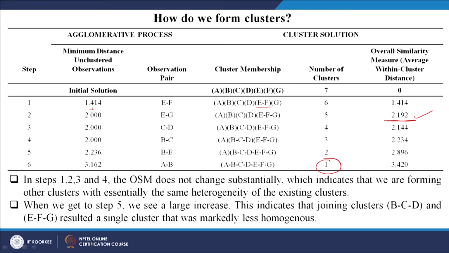So in steps 1, 2, 3 and 4 the overall similarity measure does not change substantially, which indicates that we are forming clusters with essentially the same heterogeneity as the existing clusters. When we get to step 5, we see a large increase. This indicates that joining clusters B, C, D and E, F, G resulted in a single cluster that was markedly less homogeneous. Just understand that this is how the clusters are formed.